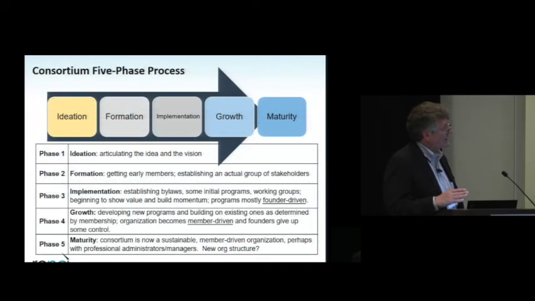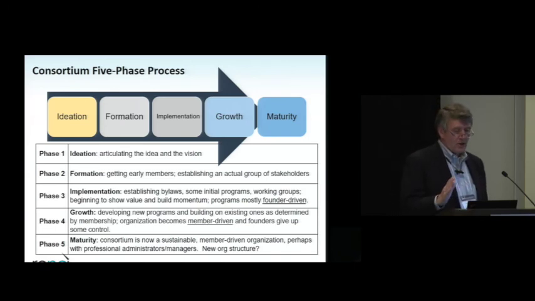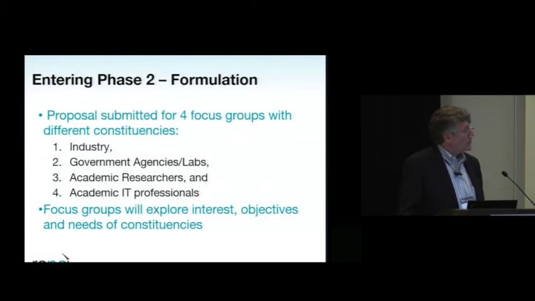At RENCI, we look at a consortium as a five-phase process. Again, I'm not going to go through these, but the first workshop, hosted by the GPO and Internet2 in Washington, was the ideation phase. And I think we're entering phase two now, the formulation phase. We've submitted a proposal to host a workshop at RENCI and facilitate four focus groups with different constituencies in mind: industry, government agencies and labs, academic researchers, and academic IT professionals. The focus groups will probably be virtual. We'll explore interests, objectives, and needs of these constituencies around GENI and cyberinfrastructure.